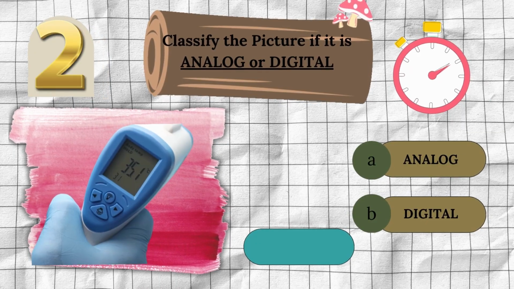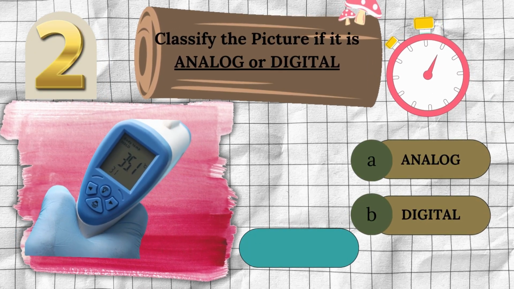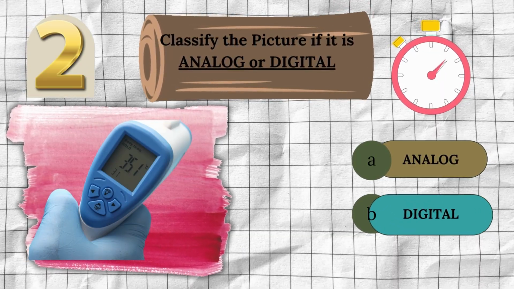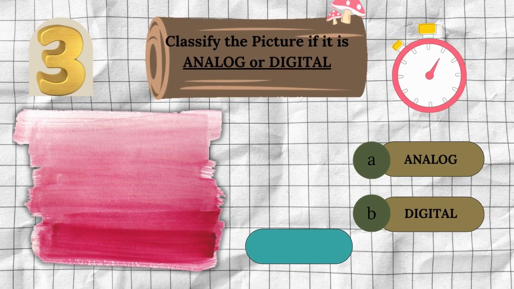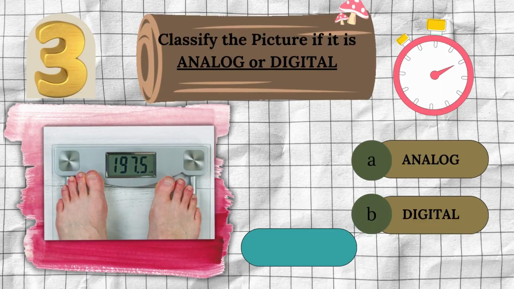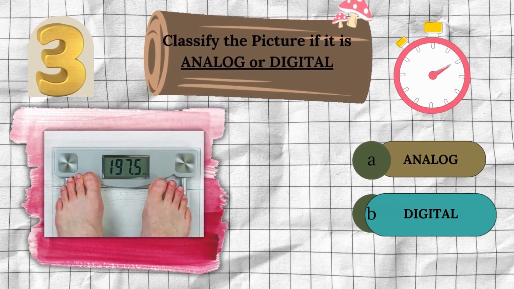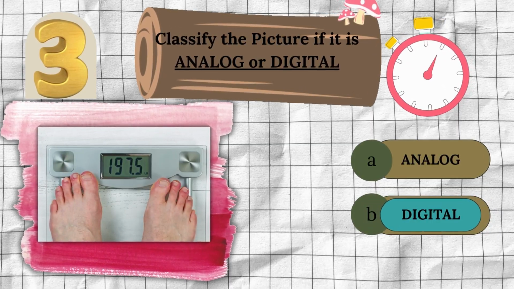Number 2. Classify this picture. That's correct. The answer is indeed digital. Give yourself a round of applause. Number 3. Classify this picture. That's correct. The answer is indeed digital. Give yourself a round of applause.